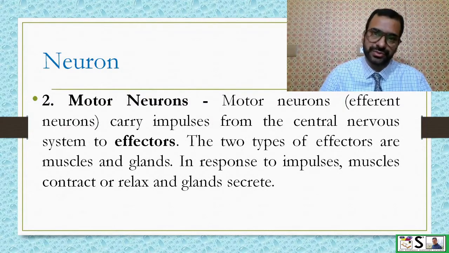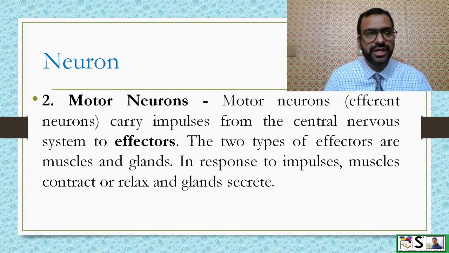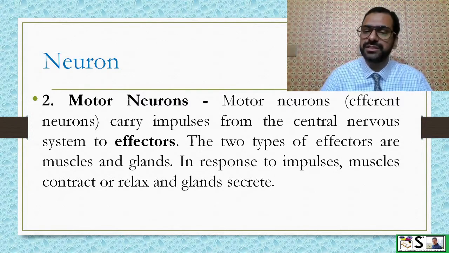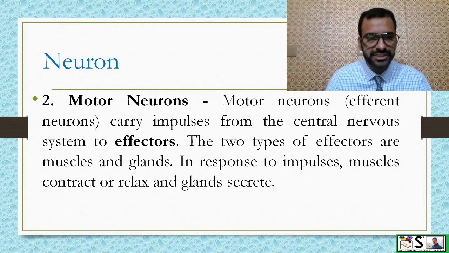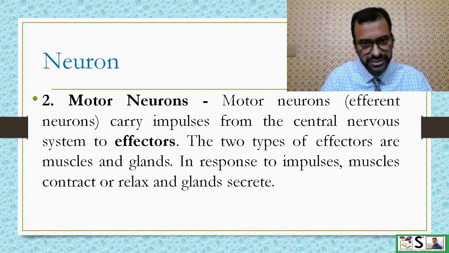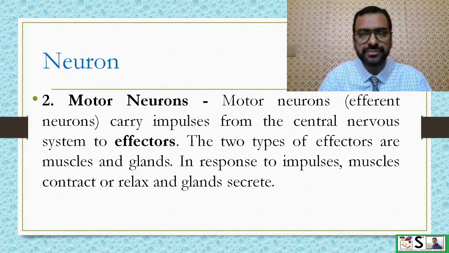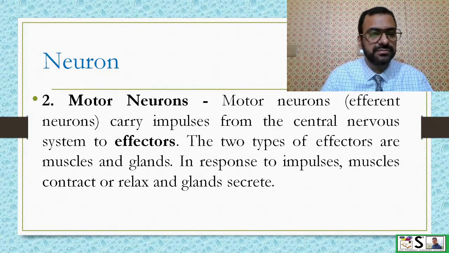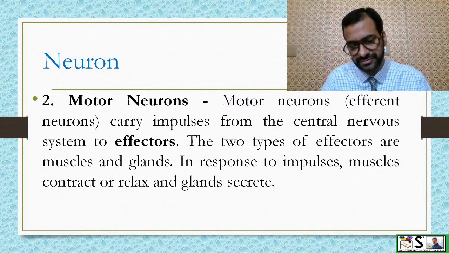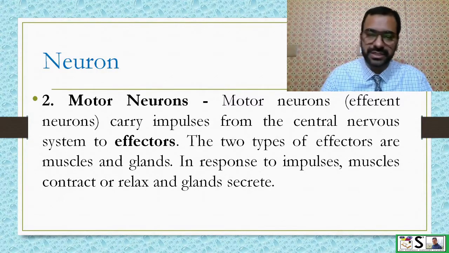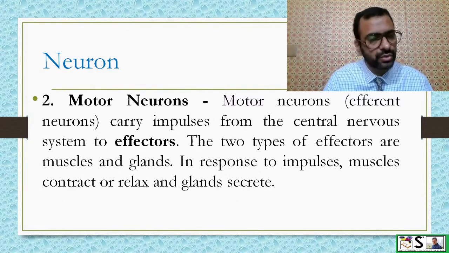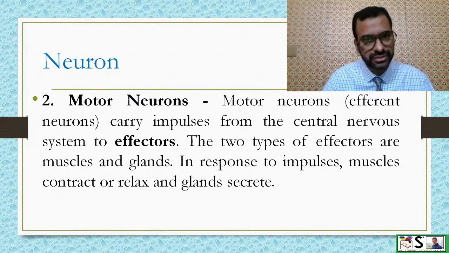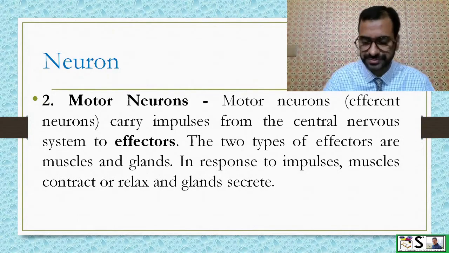Second is motor neuron. Motor neurons or efferent neurons means outgoing neuron. They carry impulses from the central nervous system to the effector organs, meaning where it will work. The two types of effectors are muscles and glands. In response to the impulse, muscles contract or relax and glands secrete juices or hormones.